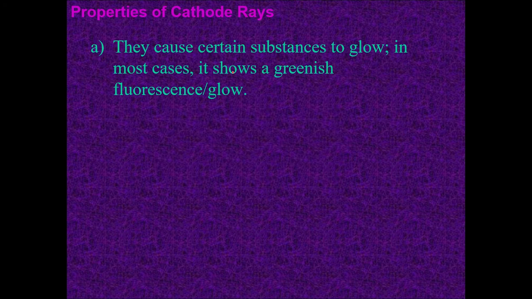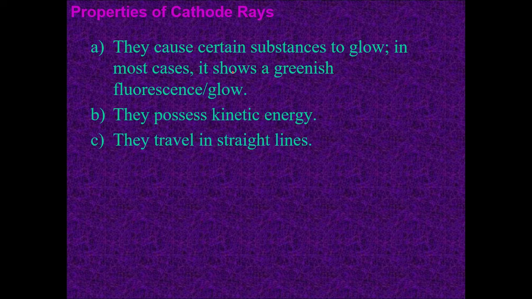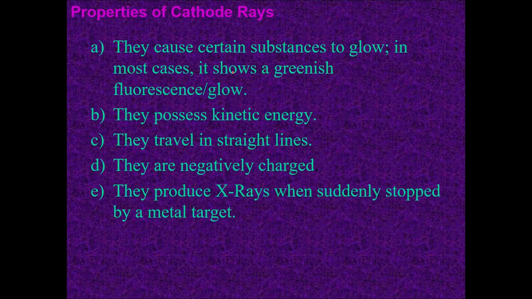Now what we have been able to deduce is, number one, the cathode rays cause certain substances to glow. In most cases it shows greenish fluorescence or a glow. Number two, they possess kinetic energy. Number 3, they travel in straight lines. Number 4, they are negatively charged. And finally, they produce X-rays when suddenly stopped by a metal target.